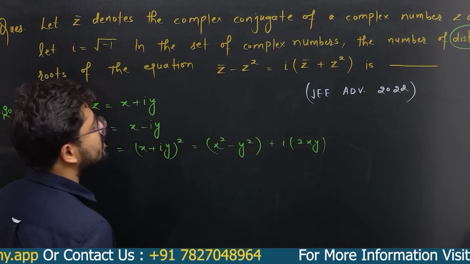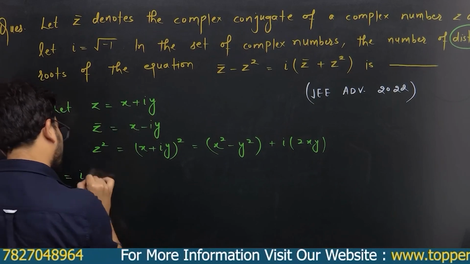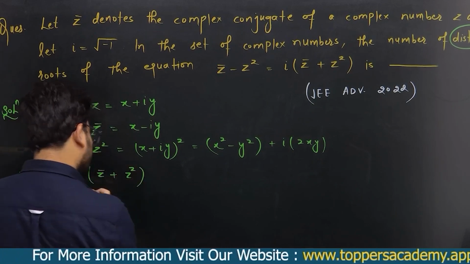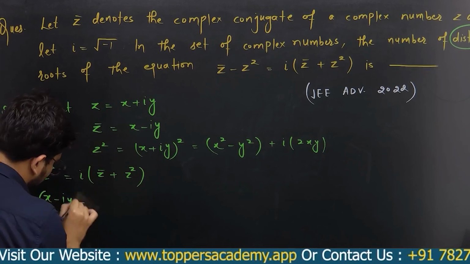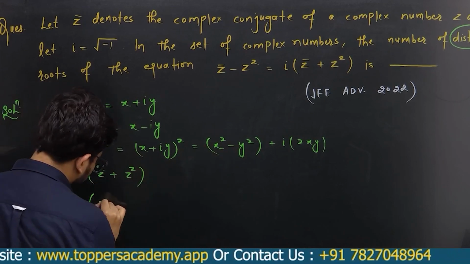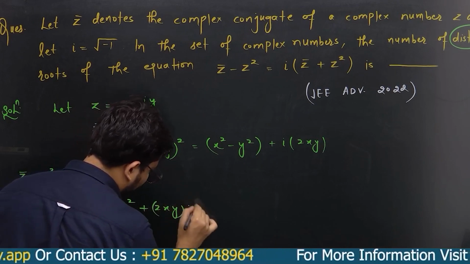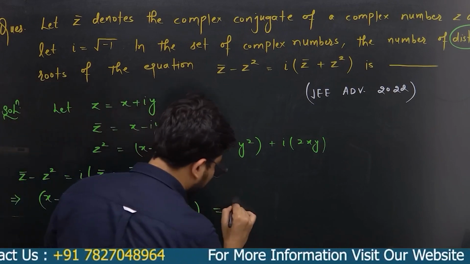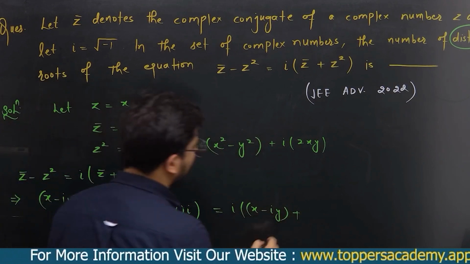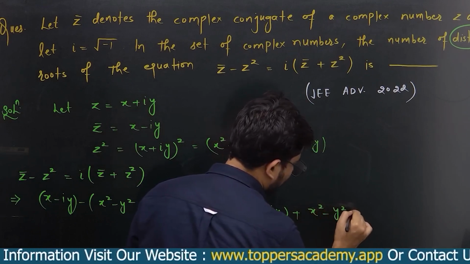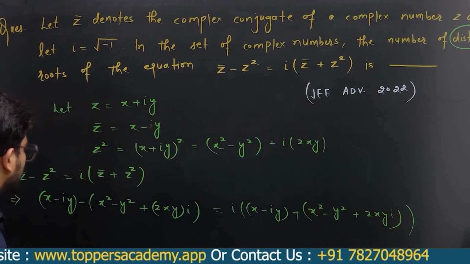Now you can put the values here in your equation, that is z bar minus z square is equal to iota times z bar plus z square. When you put all the values, you'll get what? z bar, that is x minus iota y, minus z square. z square is x square minus y square plus 2xy times iota. Okay, that is equal to what? Iota times z bar, that is x minus iota y. Okay, plus that one is z square, x square minus y square plus 2xy iota. Clear everyone?